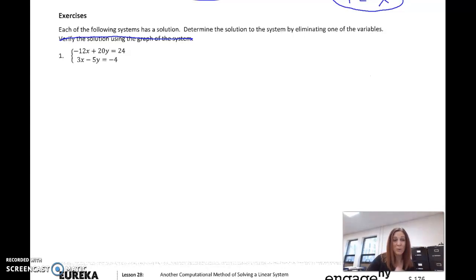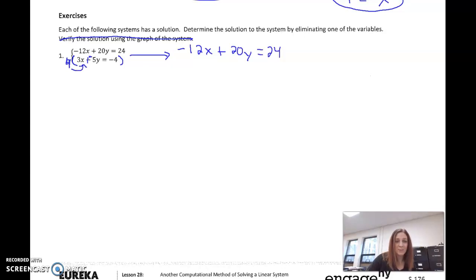So right now I have negative 12 and 3, not opposites. I'm going to make this plus a negative 5, and I have 20 and negative 5, not opposites. But if I made this positive 12 here, it would be opposites. So I'm going to choose to multiply everything on this bottom one by 4, okay? So my top equation is staying the same. And now this is a 4 here.